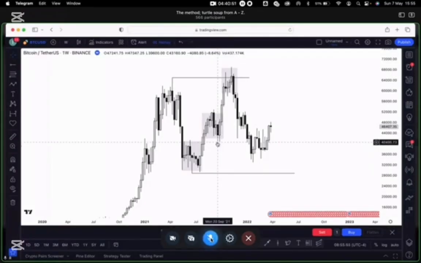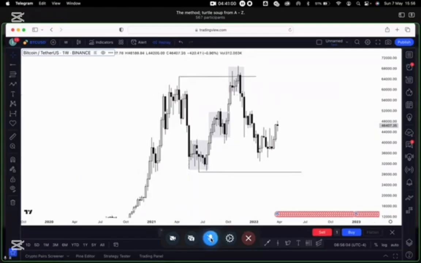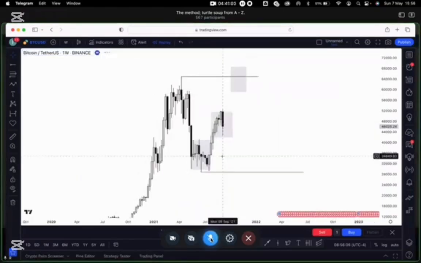And target 2 is the 50%, reach to 2 before 1. And target 3 is the range low. So I'm finding, when I see a clear defined range like this, right? I'm waiting for one end.